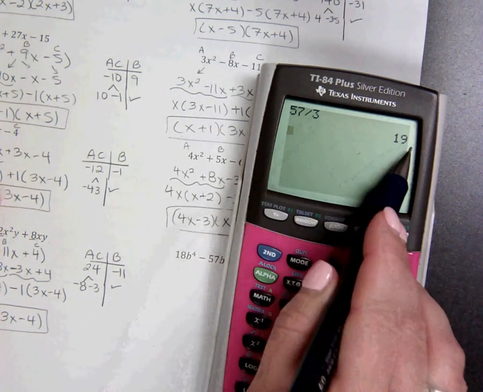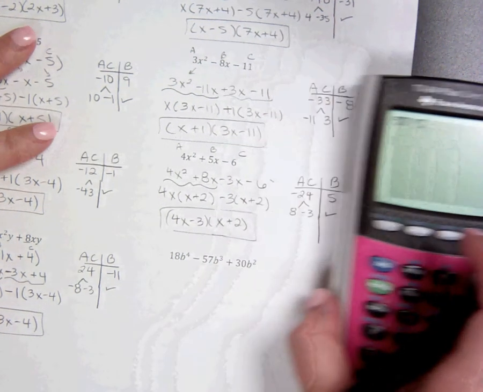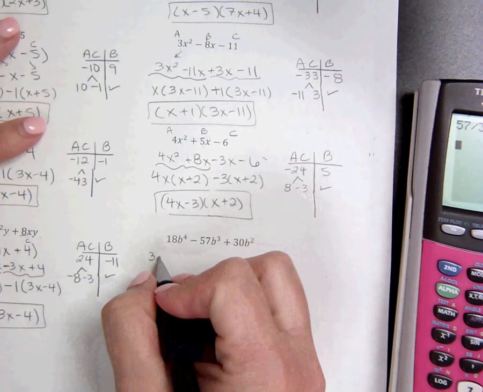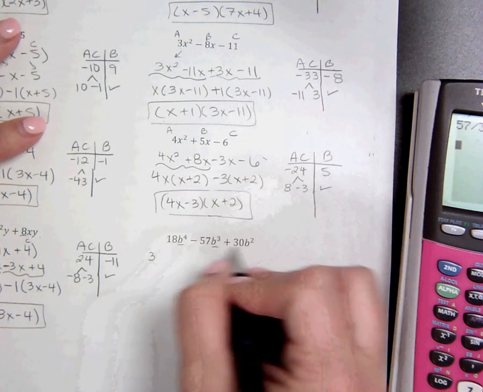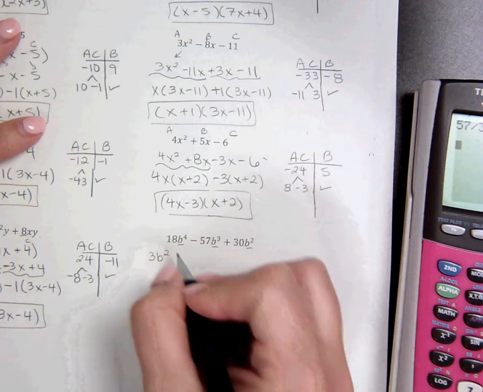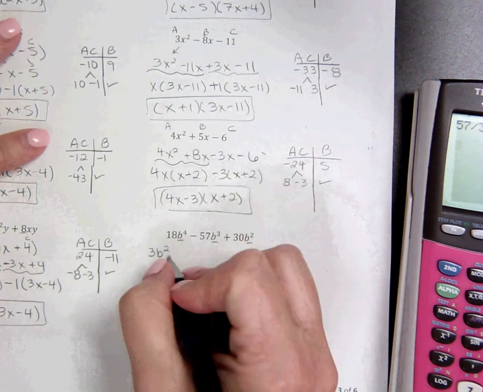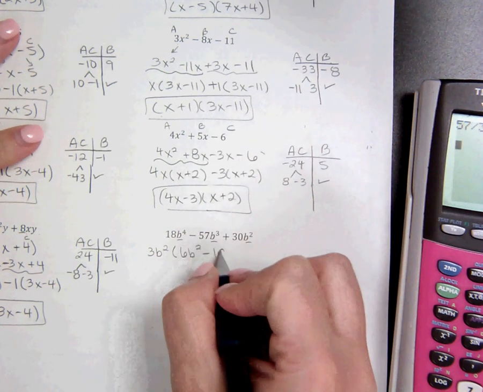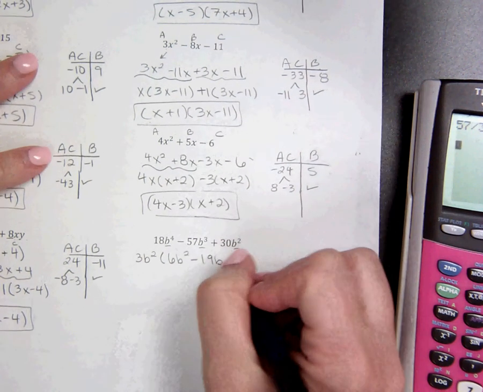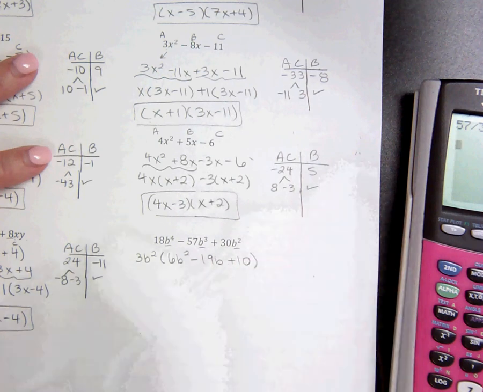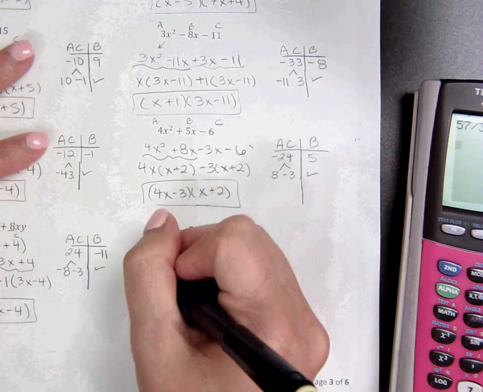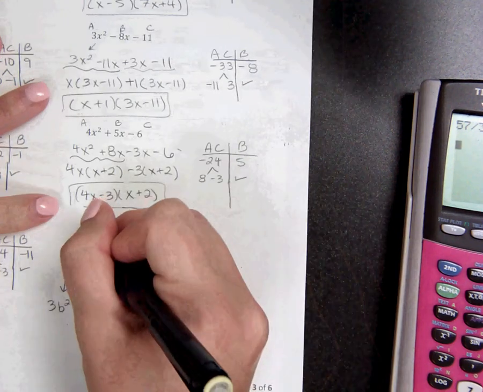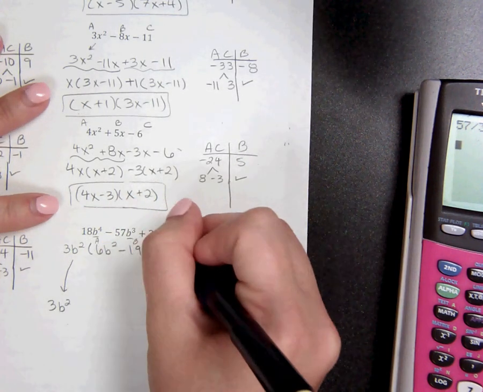So sure enough, 57 does divide by 3. It's 19. So I'm going to go ahead and take 3 out of the equation. Then I'm also going to take a b squared out of the equation. That leaves me with 6b squared minus 19b plus 10. Again, just easier to work with. Bring my 3b squared down, a, b, and c.